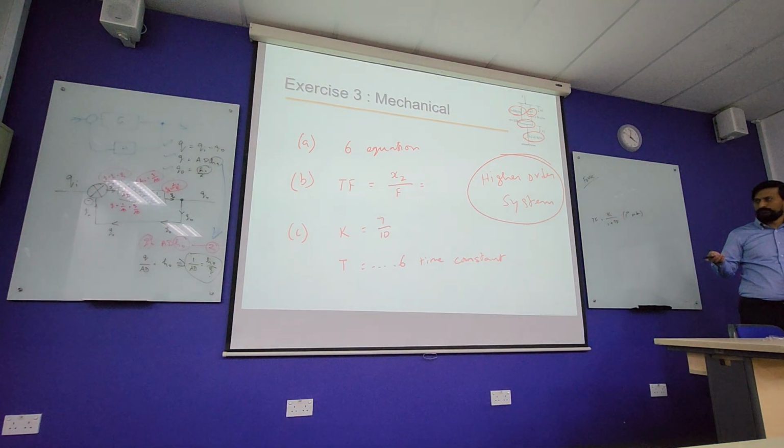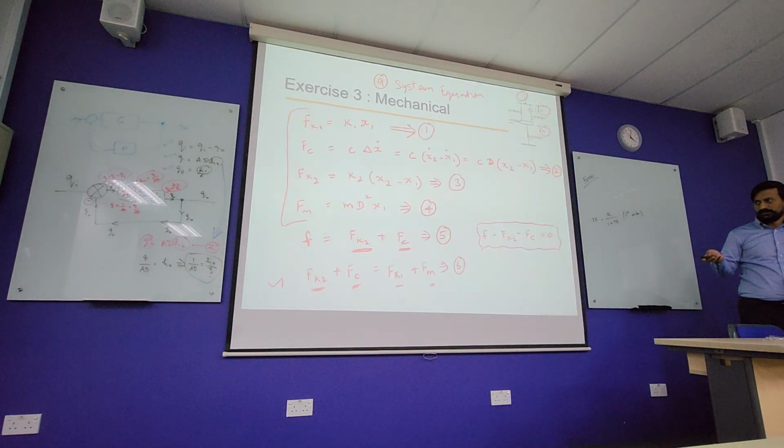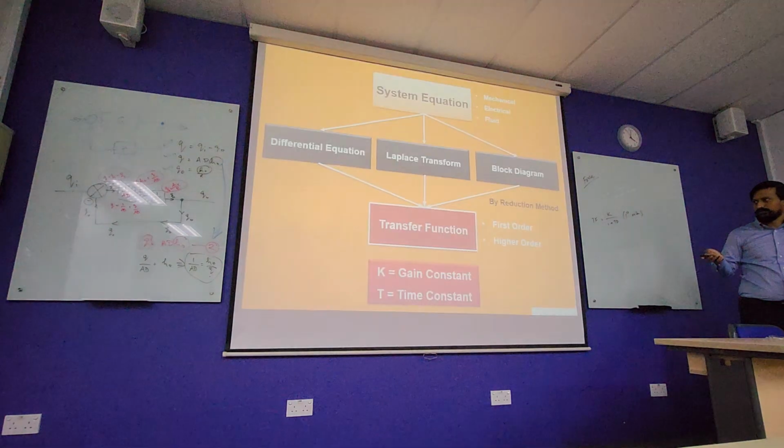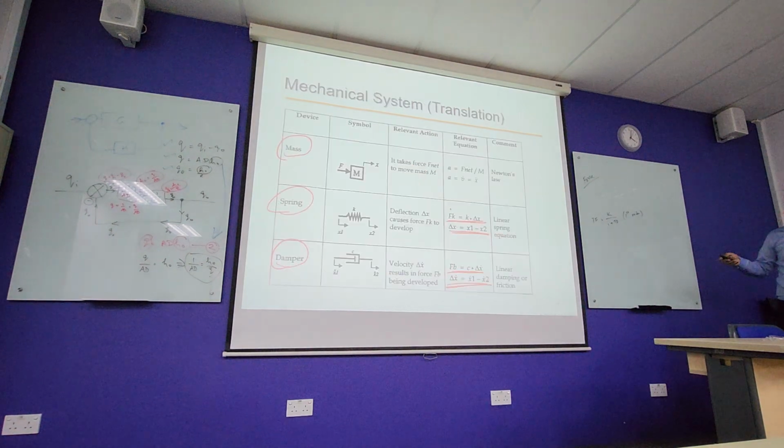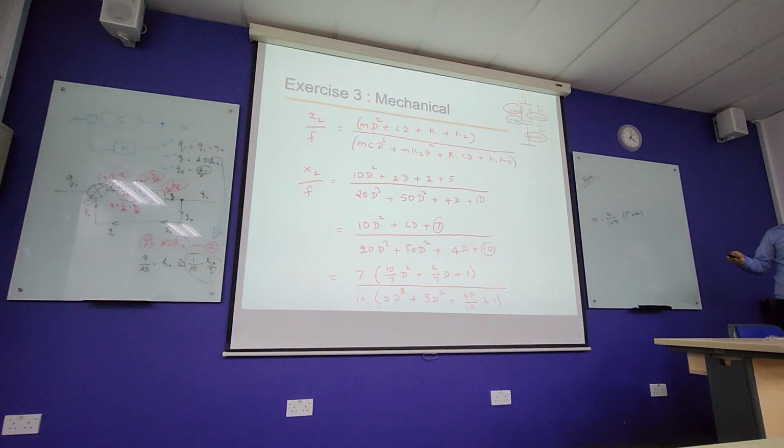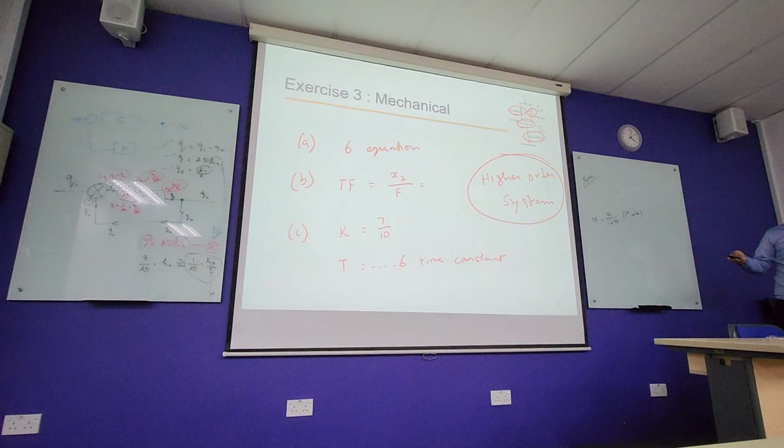So this is the very first thing in the question: system equation, transfer function, and time constant and gain constant. That's A, B, C, which is given over here. Okay, so that's our answer.